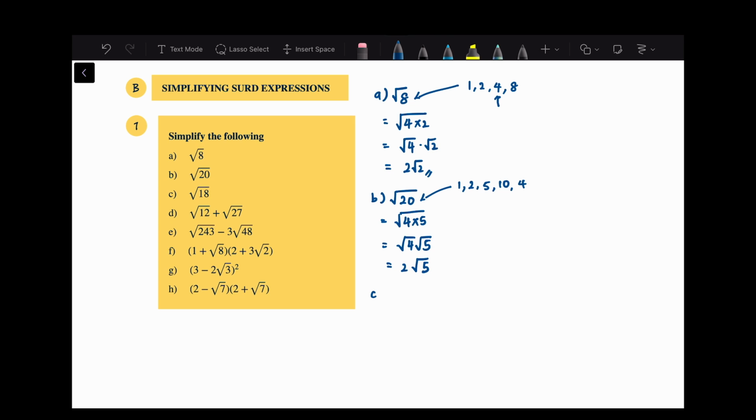Now let's try another example. We have square root 18. So one of the factors would be 9, multiplied by 2, which gives us 18. And we're going to have square root 9 times square root 2, which equals 3 square root 2.